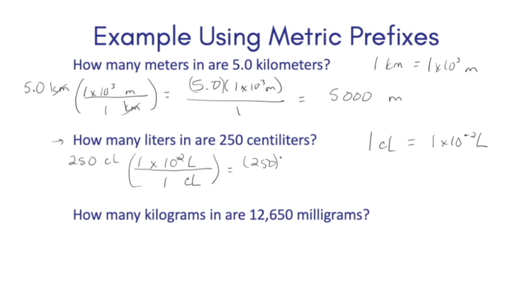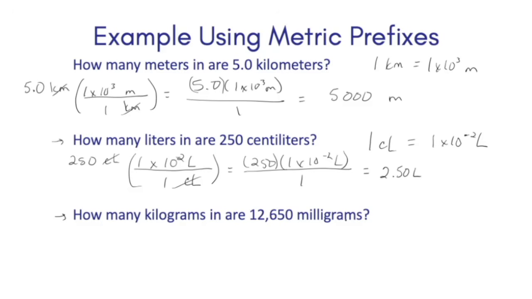And then we're going to do our calculations. 250 times 1 times 10 to the negative 2 liters. My centiliters definitely cancel, so that would just be 1 at the bottom. And this equals 2.50 liters.